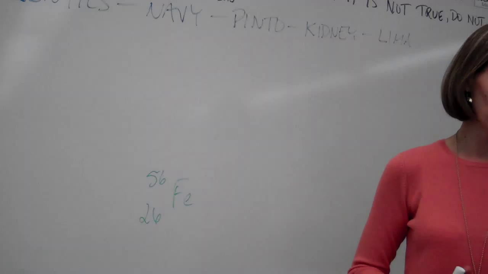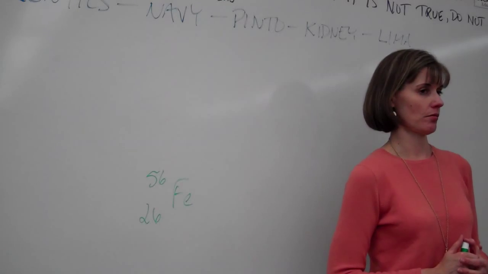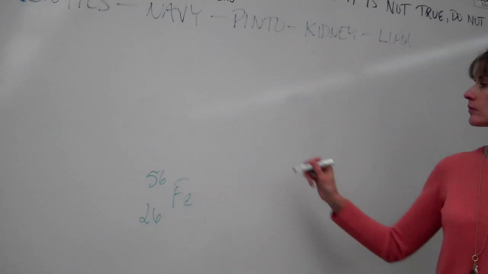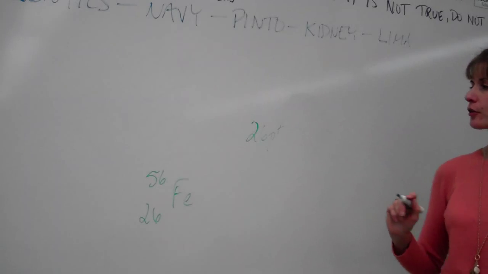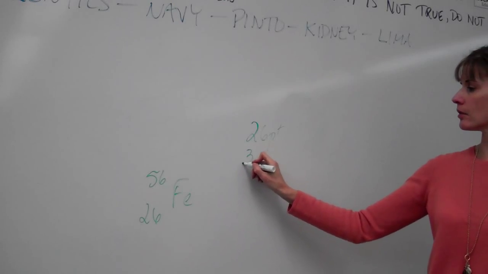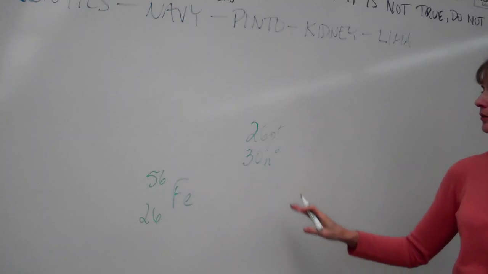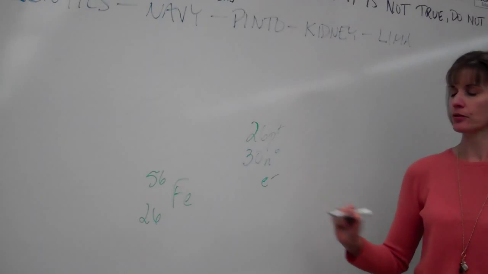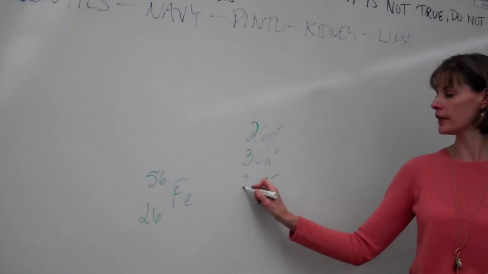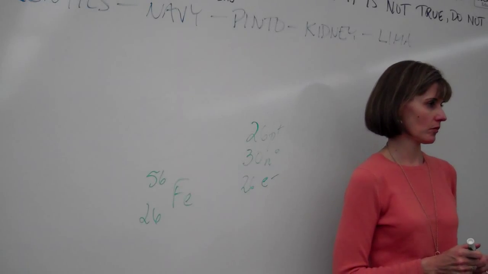And how many protons, neutrons, electrons? There's 26 protons. 30 neutrons. Why are there 30 neutrons? If you add the protons and neutrons together, you get the mass. So 30 plus 26 will give us 56. And how many electrons? 26. Okay.